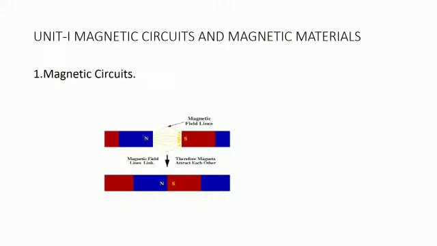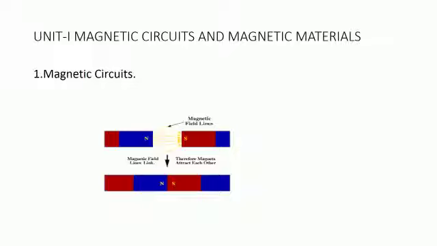Next, in unit 1 we have to consider the magnetic circuits and magnetic materials. First one is the magnetic circuits. Before going to the magnetic circuits, first let us consider the permanent magnets. A permanent magnet has a north pole and south pole. If opposite poles are placed near together, they will attract. Same poles repel each other.